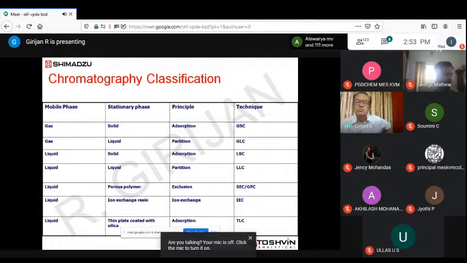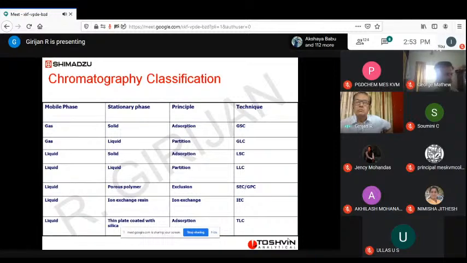Then we are using a liquid mobile phase. We are going to use an ion exchange resin as the stationary phase. The principle of separation is based on ion exchange. It can be either cation exchange or anion exchange, and the technique is known as IEC, ion exchange chromatography.